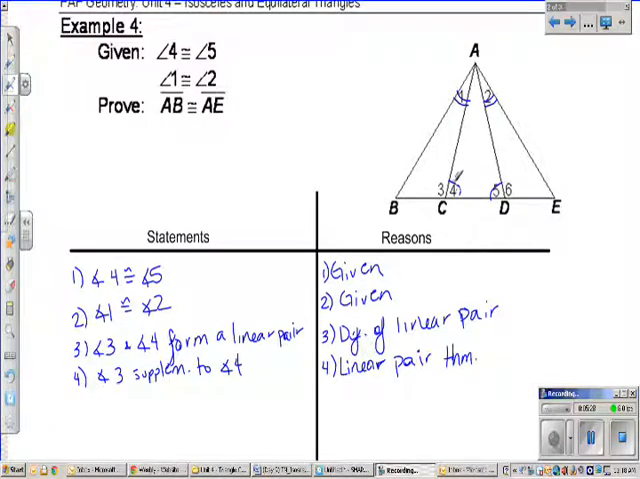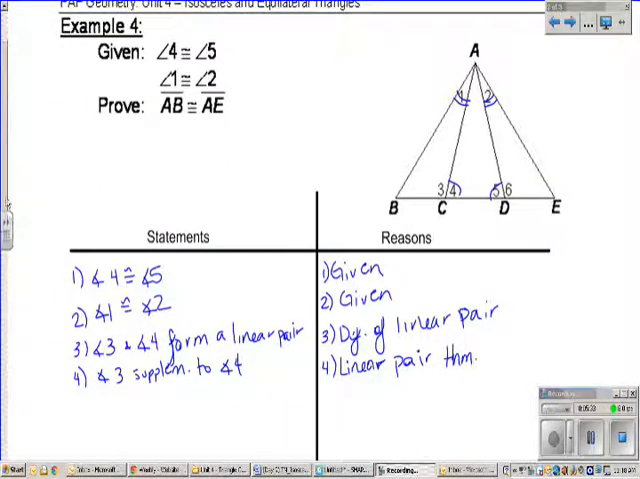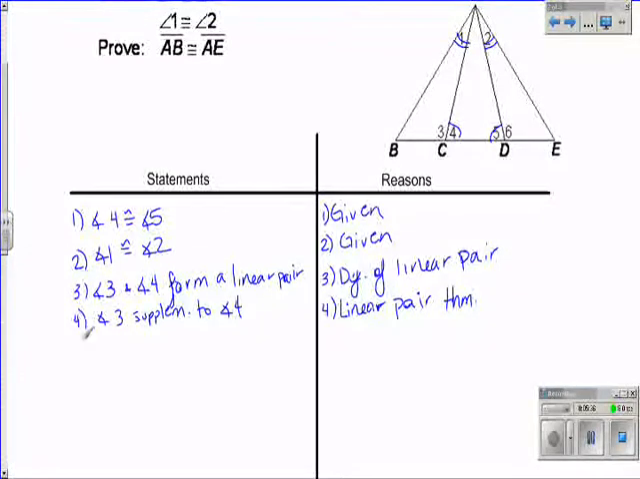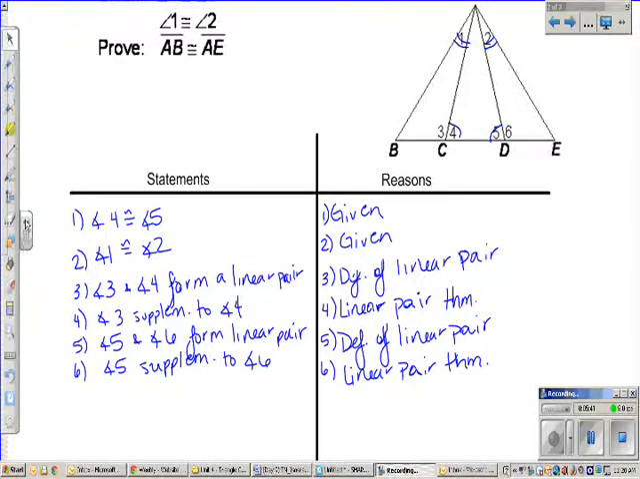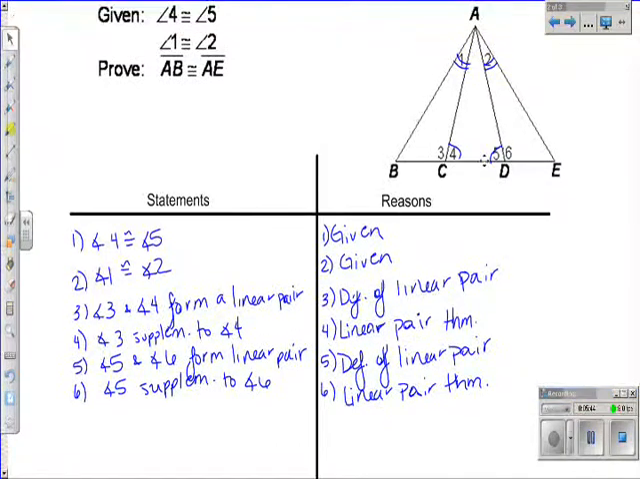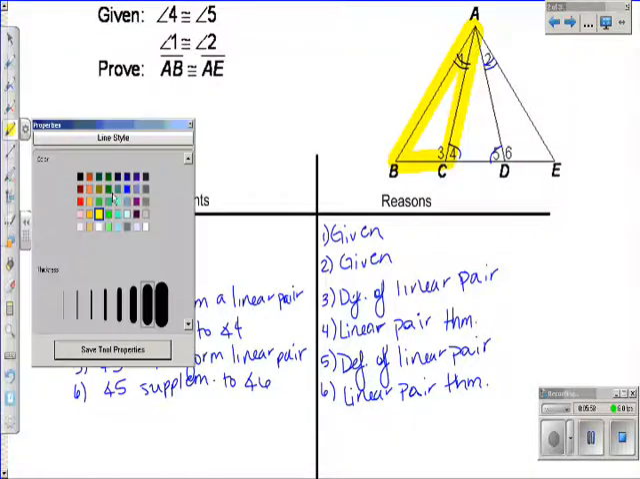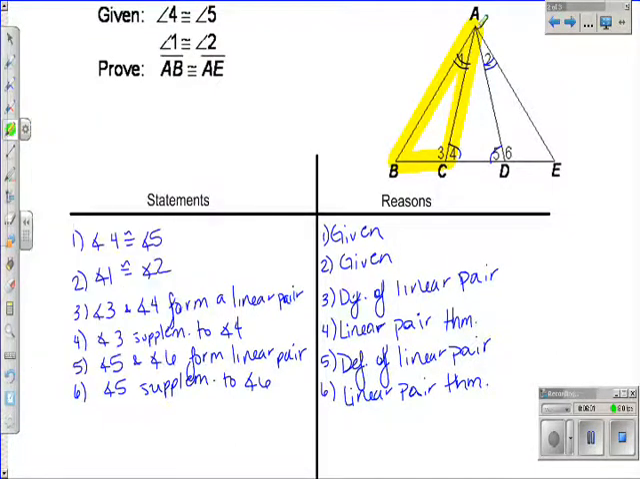Now, we saw that angles 3 and 4 are a linear pair and they're supplementary to each other. We can also see that angle 5 is a linear pair with angle 6, and therefore 5 and 6 are supplementary. Now, our goal is to prove segment AB congruent to segment AE. Based on what we're given, we're going to be trying to prove that triangle ABC is congruent to triangle AED. Those are the two triangles you're ultimately going to be looking at.